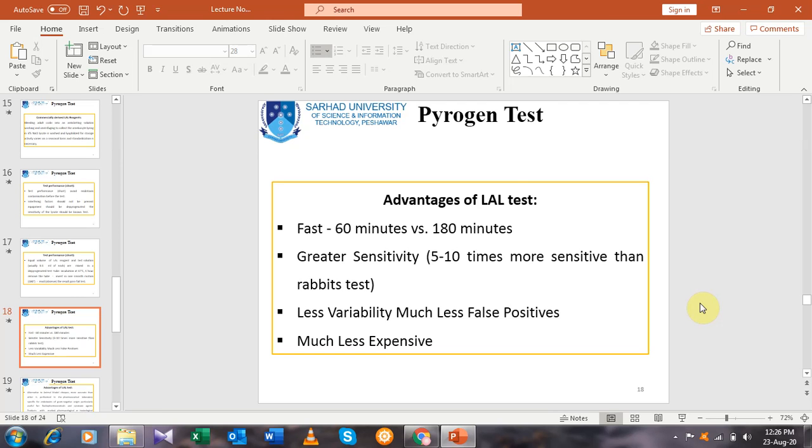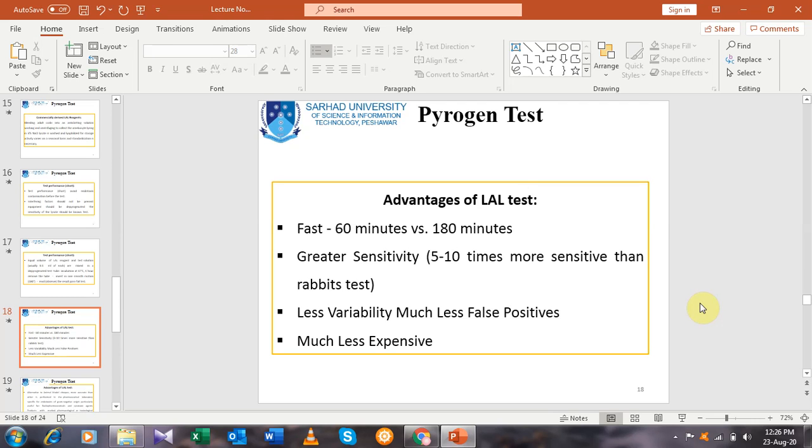This one is fast. The second advantage of the LAL test is greater sensitivity. It is 5 to 10 times more sensitive than the rabbit test. If we perform the LAL test for pyrogen evaluation on one side, and the rabbit test on the other side, the sensitivity of the LAL test will be greater, because it is 5 to 10 times more sensitive than the rabbit test. That's why, on the basis of sensitivity, we will prefer the LAL test.